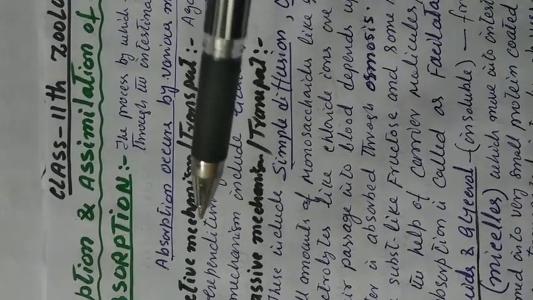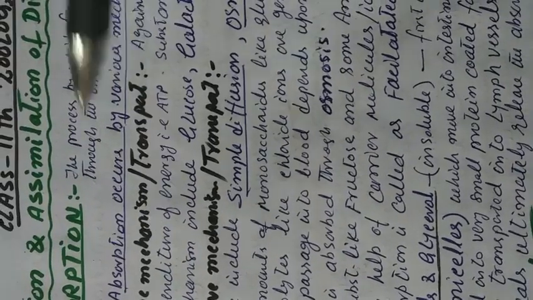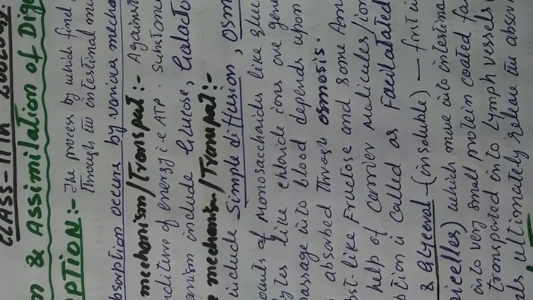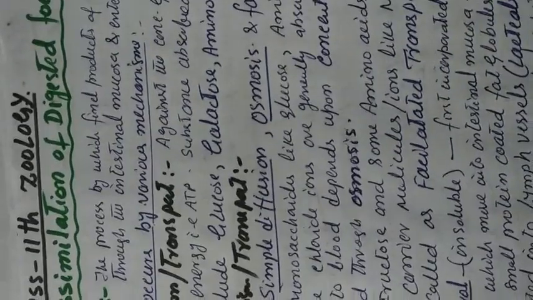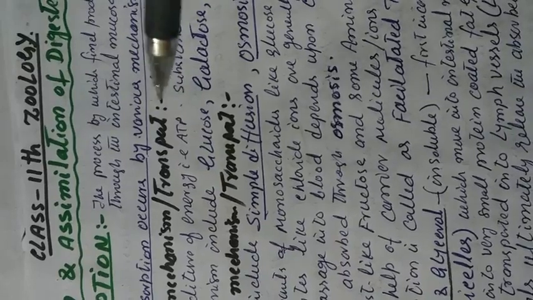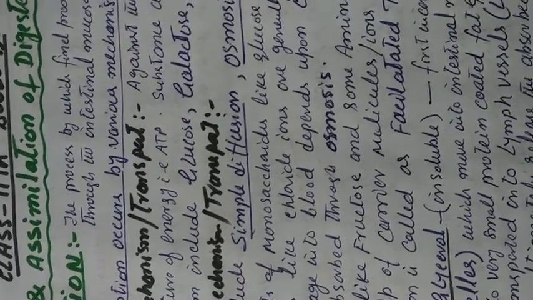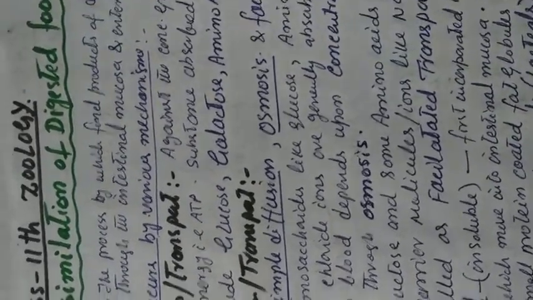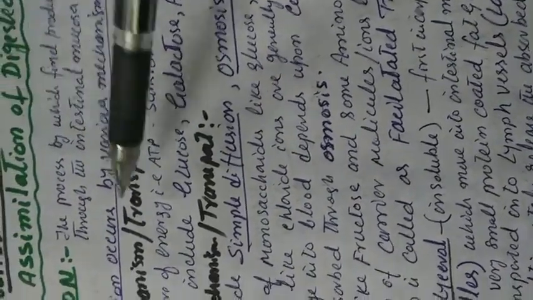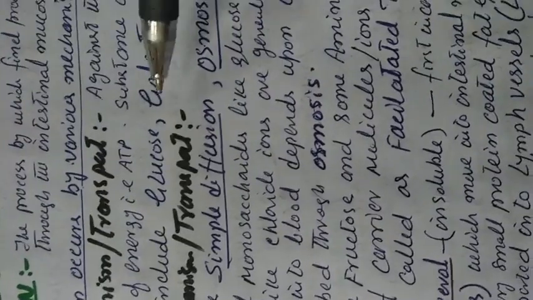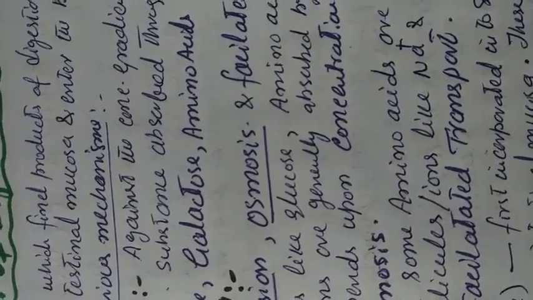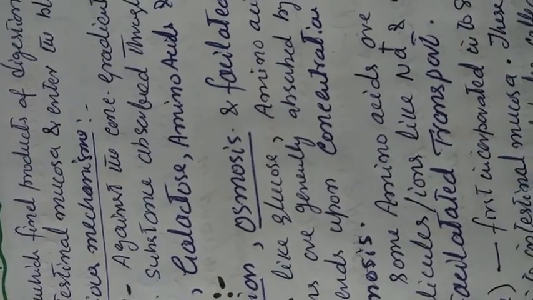Now, first is active transport. Active transport occurs against the concentration gradient with the expenditure of energy in the form of ATP. The substances absorbed through active transport include glucose, galactose, amino acids and some ions like sodium ions.